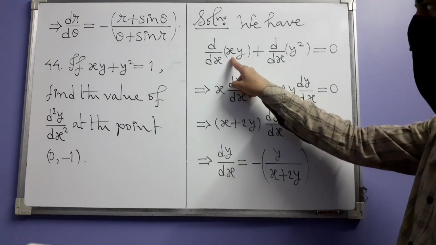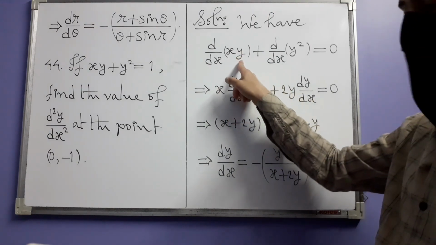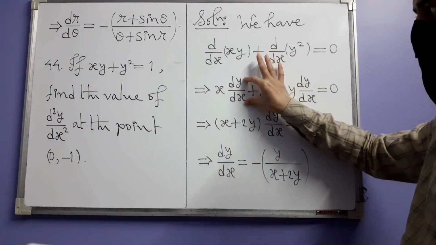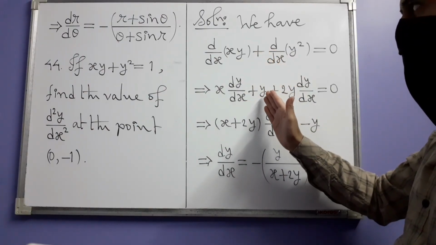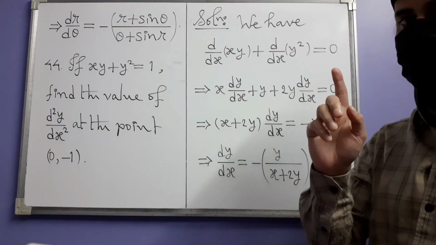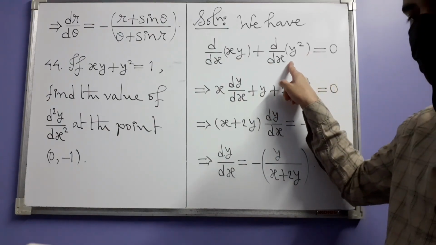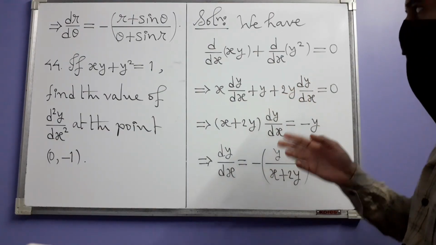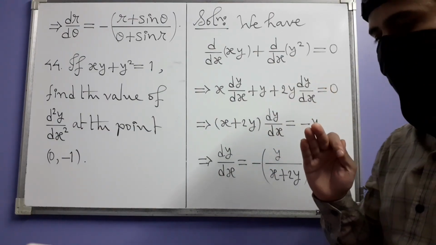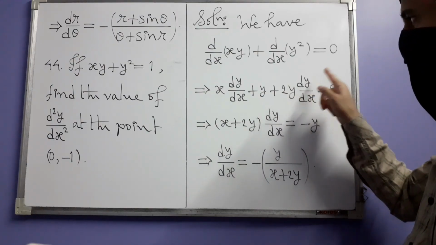Now here you have to apply the product rule. Keeping x as it is, you differentiate y with respect to x, that gives you dy/dx. Then in the next term you keep y and differentiate x. Differentiating x, you get 1, so that's why you have y. And to do this differentiation, you have to apply the chain rule. First you differentiate y² with respect to y, that gives you 2y times the derivative of y with respect to x.